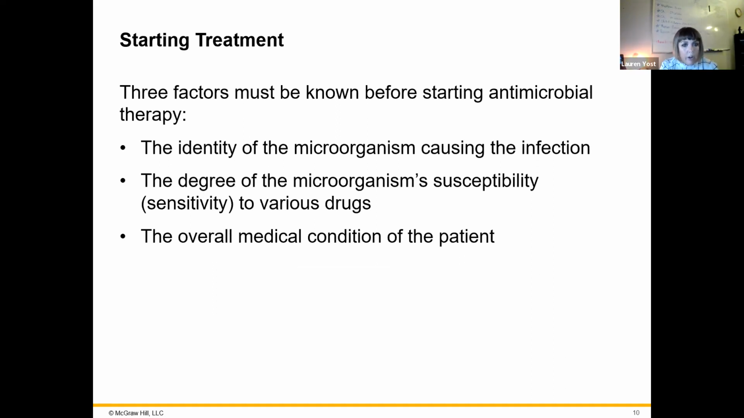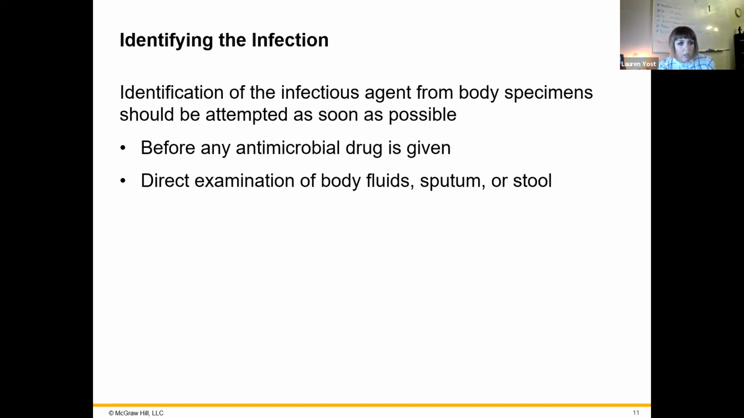Okay, so if you're starting treatment with these drugs, you want to identify the microorganism. You want to know the degree of its susceptibility to various drugs, so you can figure that out. If you can't be told, then you can do tests to figure it out. And then the overall condition of the patient, of course. So identify the agent, do all of your testing that we talked about in chapter 13. Do all your testing that you can to try to figure out the causative agent for whatever this disease is. And then you'll want to do that before any antimicrobial drug is given.